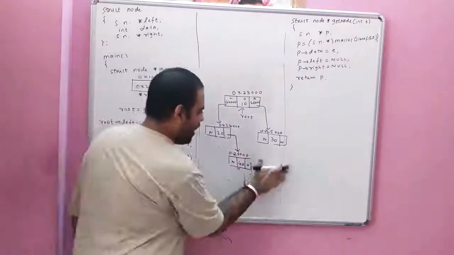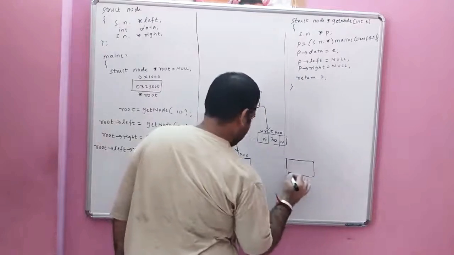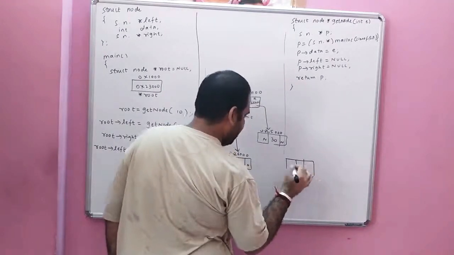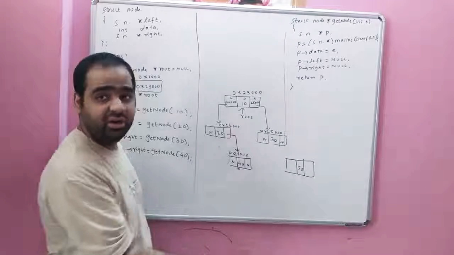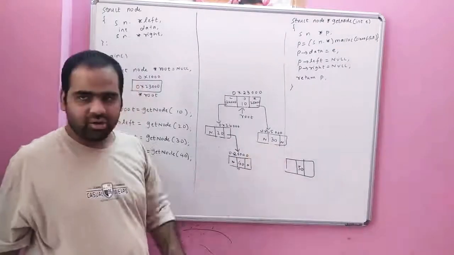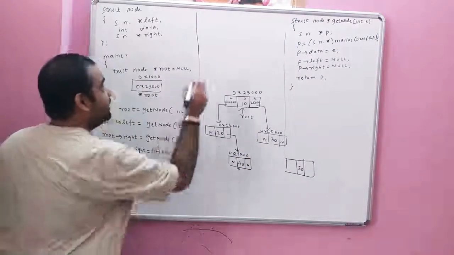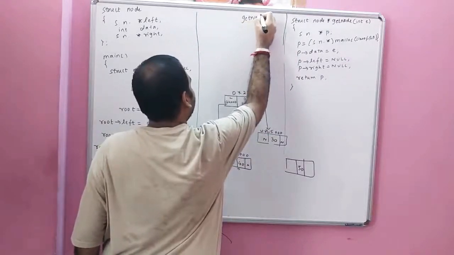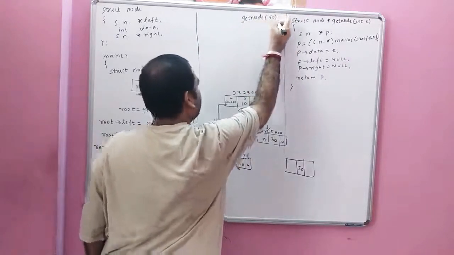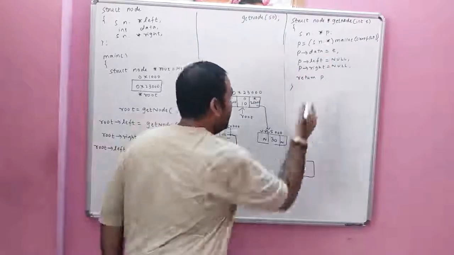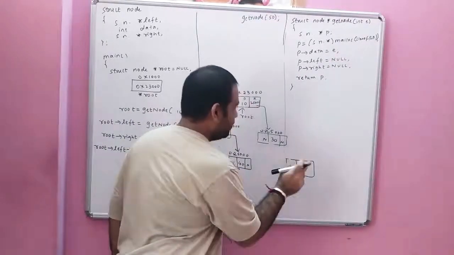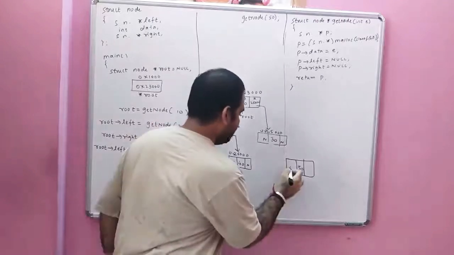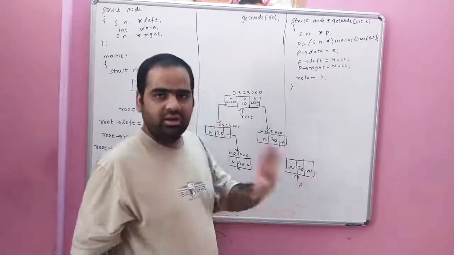Suppose I want to add one more node, 50 over here, and I want 50 to be right child of 30. How do we write it? Right. See over here, we say get node of 50. Now, what will this get node of 50 do? It will say p is equal to malloc, p arrow data is E, p arrow left is null, and p arrow right is null. Done.